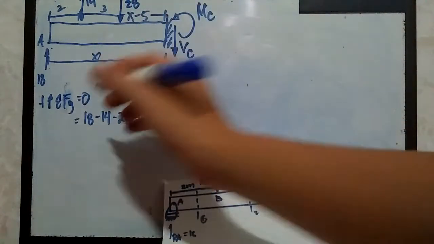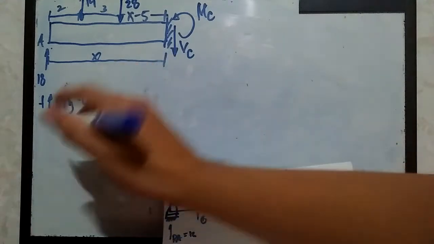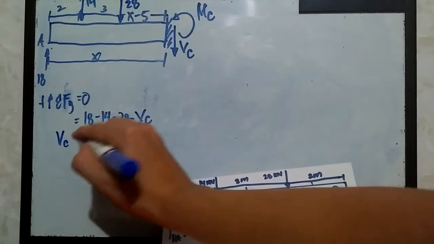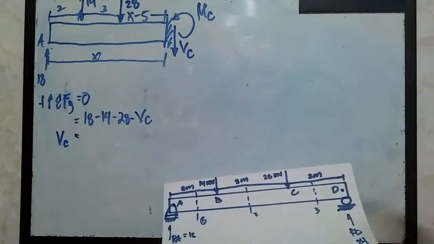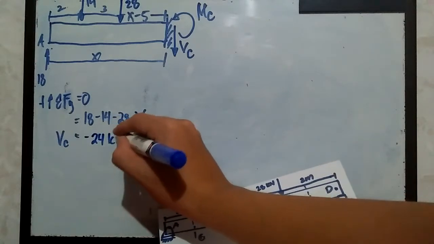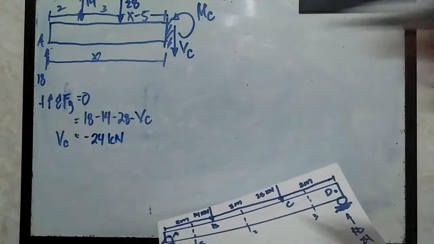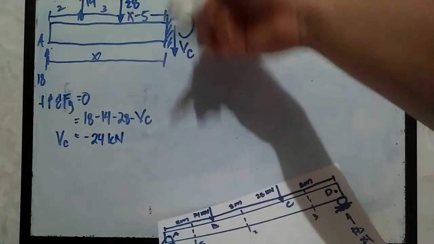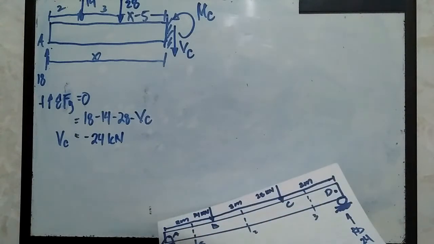Simplifying everything by transposition, V sub C is equivalent to 18 minus 14 minus 28. That should be negative 24 kilonewtons. This is just a simplification. So this is the shear force at this section. And the next step is for us to solve for the bending moment.